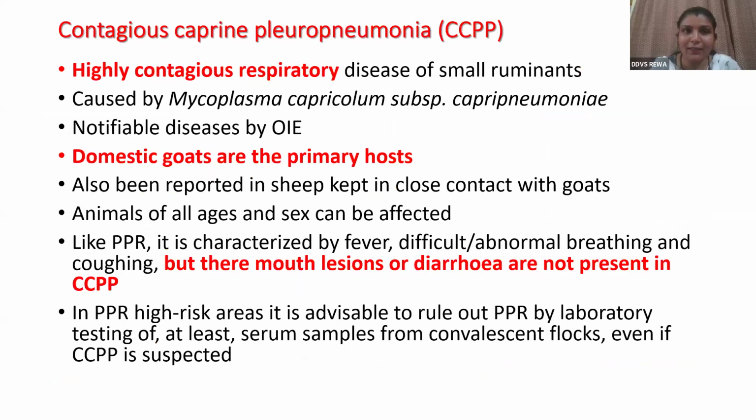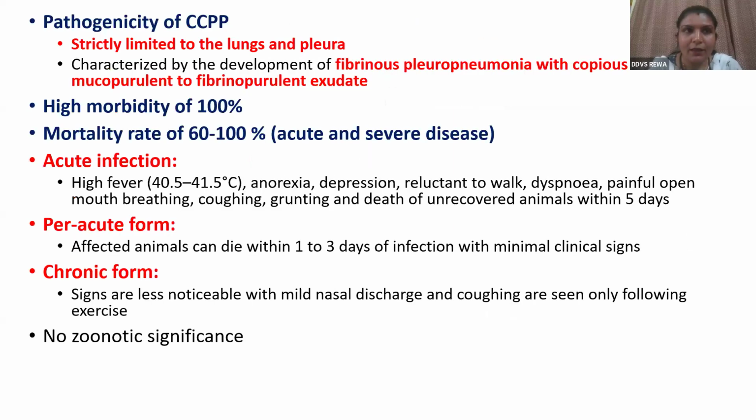Another similar disease is contagious caprine pleuropneumonia. It is a highly contagious respiratory disease of small ruminants with similar signs, and here it is also a notifiable disease. Domestic goats are the primary host, but sheep in close contact with goats can also be affected. Like PPR, there is fever and respiratory involvement, but mouth lesions and diarrhea are not present in CCPP. So, laboratory diagnosis has to be done for confirmation.